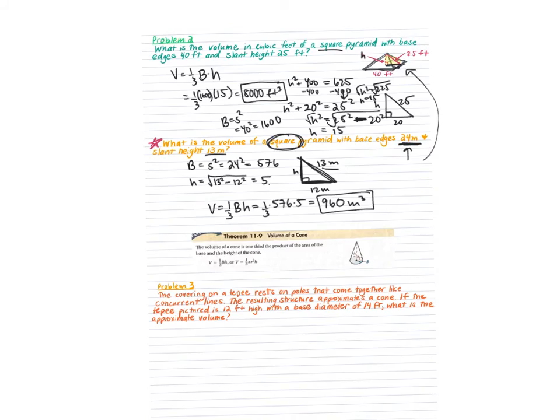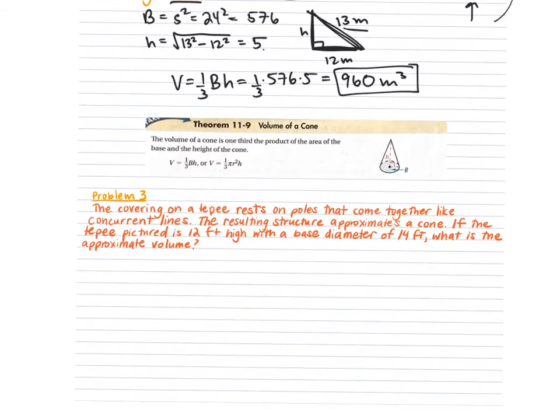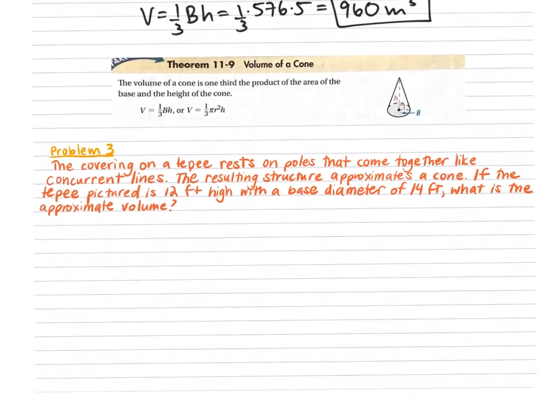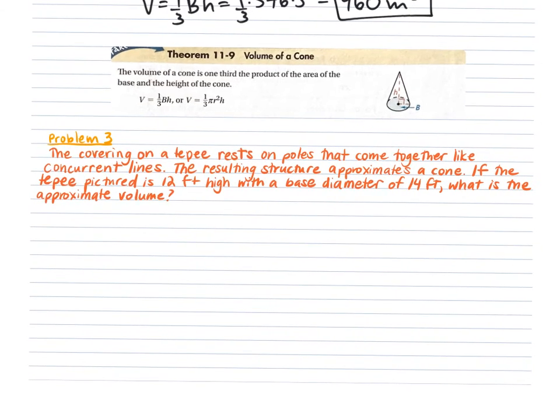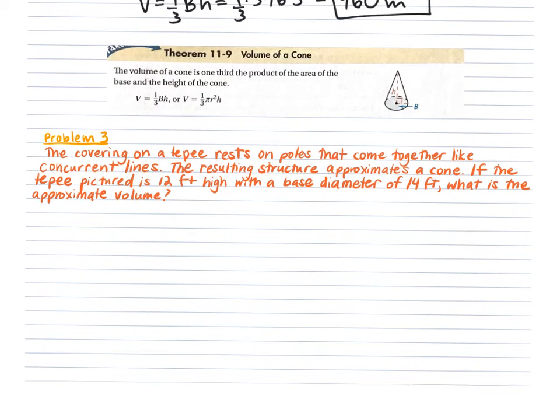Okay, moving on to volume of a cone. So this is the same exact thing, except your big B is the area of a circle, which is pi r squared. So more specifically, your big B is just this pi r squared. This is your big B. So it's a little bit more specific, but the same exact thing we've been doing.